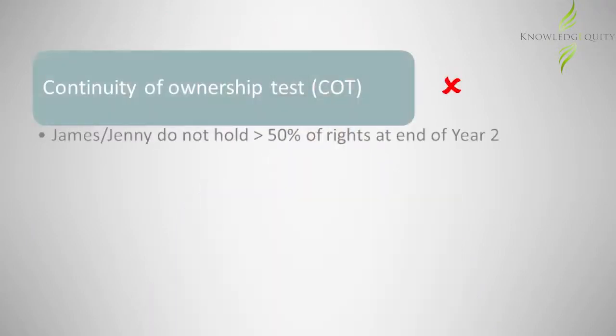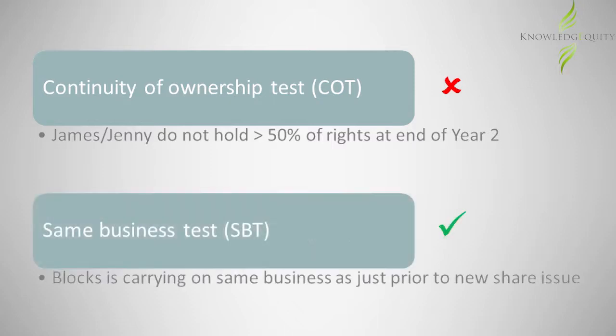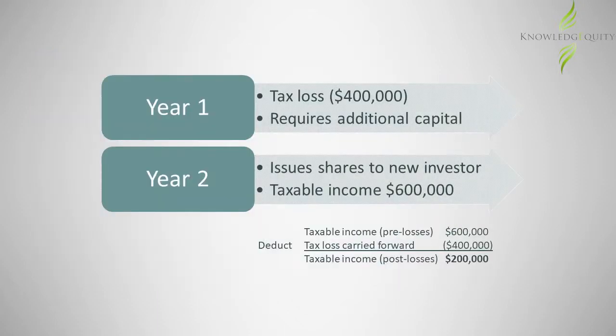To recoup the tax losses from year 1, Blocks needs to meet certain tests. The continuity of ownership test is not satisfied because the same persons from the start of year 1 no longer own the same shares representing more than 50% of relevant rights at the end of year 2. However, the same business test is satisfied because Blocks is carrying on the same business in the recoupment year as it did just prior to the continuity of ownership test failing. Blocks can therefore recoup the tax loss from year 1 against its taxable income in year 2.